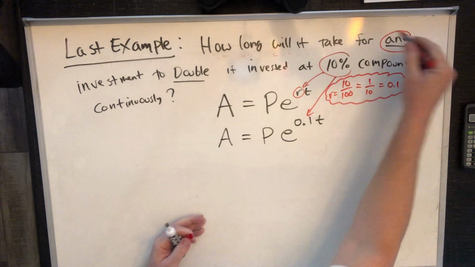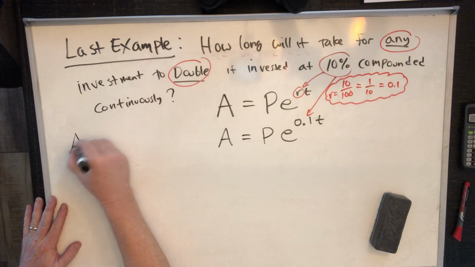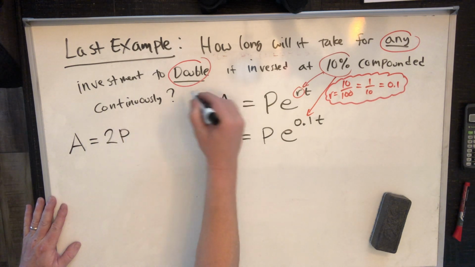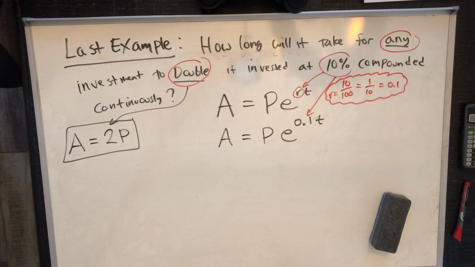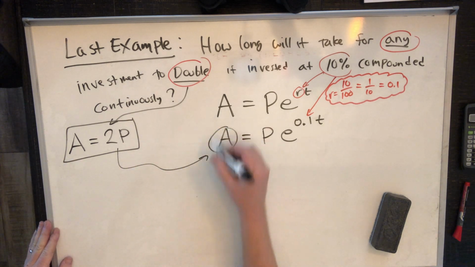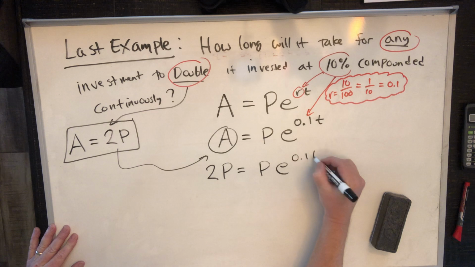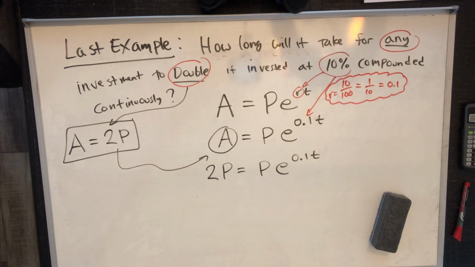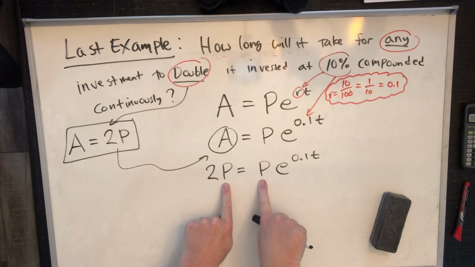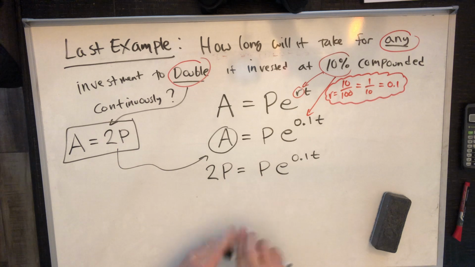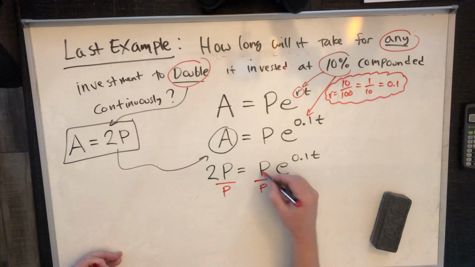Notice it's any investment to double. So for any investment to double, that means the future amount is equal to twice the principal amount. That's what it means to double. The future is double the principal. So I can plug in, instead of A, my new amount is double the principal. So I don't need the variable A anymore. I have the variable P on both sides of my equation. We can immediately eliminate the P as well by dividing both sides by P.